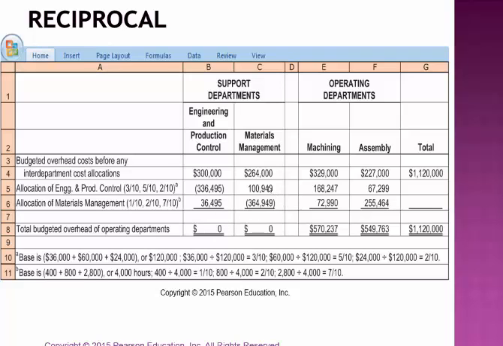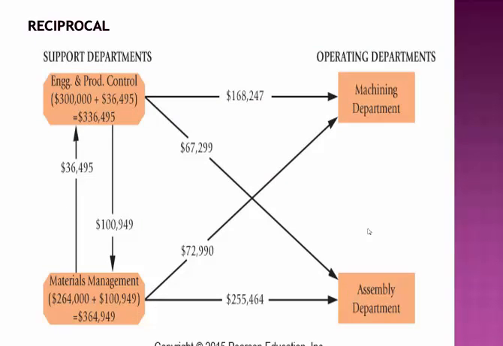Alright, and when we took out the 364,949 being allocated to machining and assembly, that number takes out that extra 100,949 that came in from engineering. So 264 plus the 100,949 from engineering did in fact get taken out of materials management. Alright, so it's just an odd way of looking at it. You might need to pause it and take a look, think about it for a minute. But it does make it result to a 0 balance in engineering, production, control and materials management, and now machining and assembly hold everything. You could also take a look at this chart if you would like to think about it a little bit more. Again, the reciprocal is definitely more of a challenge.